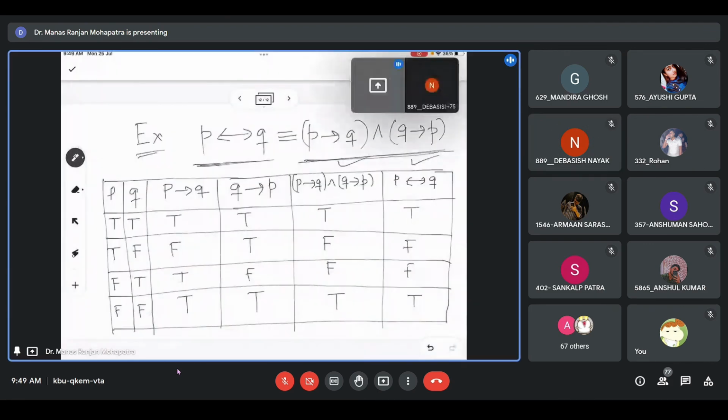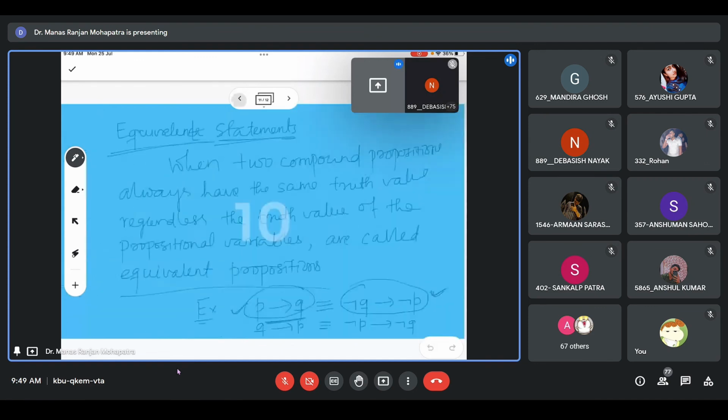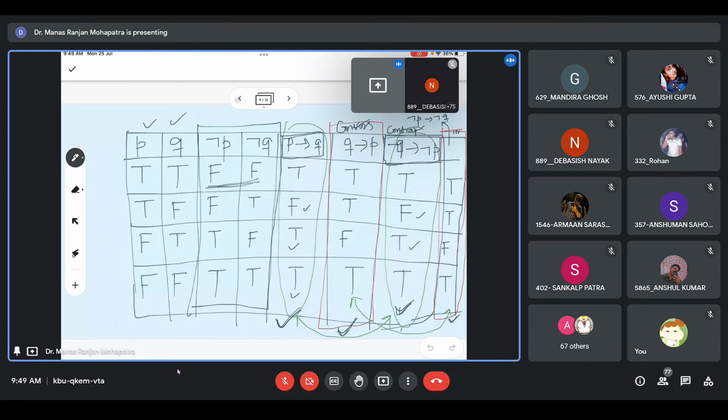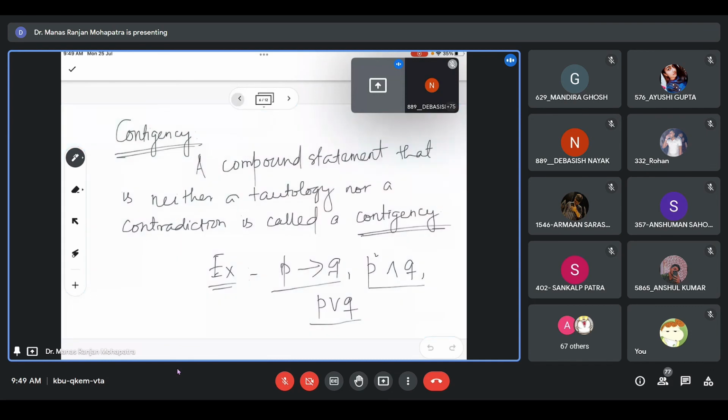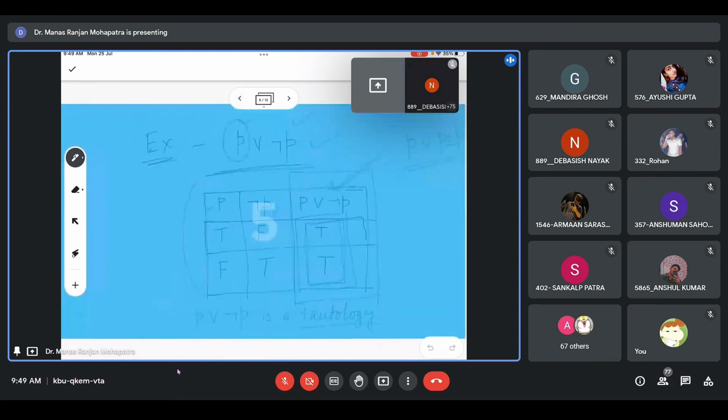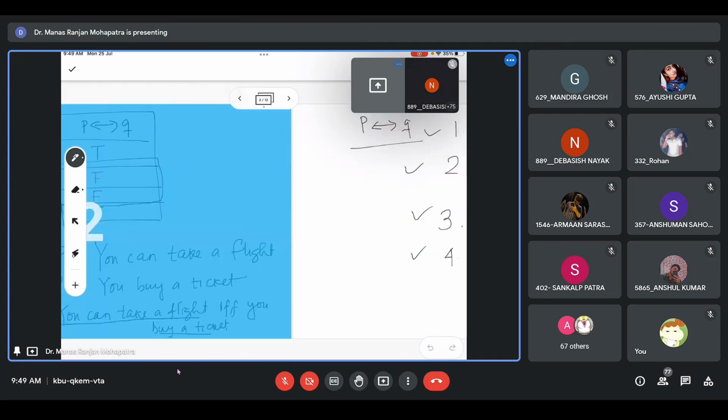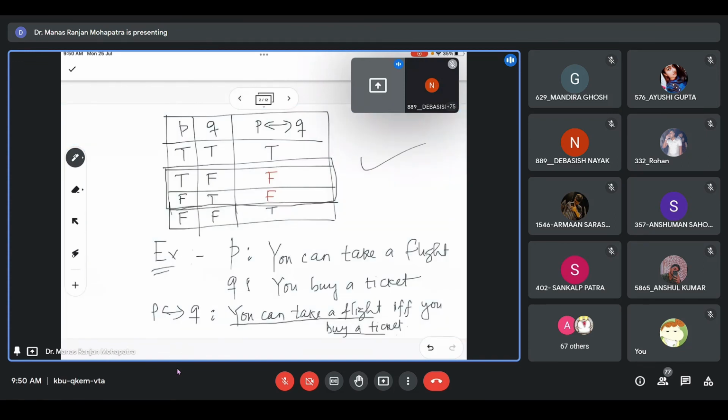Yes. Double implication, I just told, right? Let me show the slide to you. The double implication is false when exactly one of them is false. In the first slide, here. This one is the truth table for double implication. When both statements have the same truth value, then it is true. When both are true, it is true. When both are false, it is true. And in all other cases it is false. In other words, if one statement is true and the other is false, then it is false. That is the truth value of double implication. Okay.